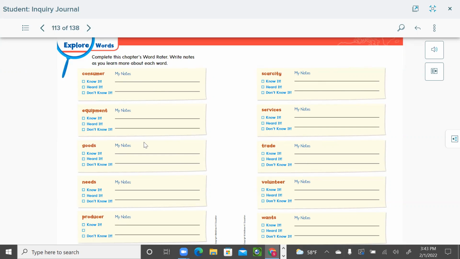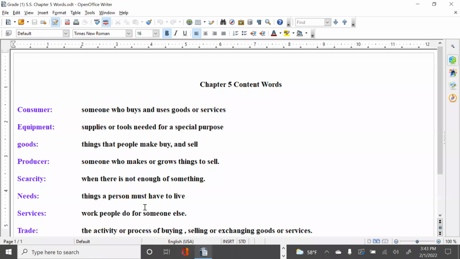So these are the words that we cover for this topic. Let's see the definition for each word, and then we start our lesson. So this is chapter 5, content words. We have consumer, someone who buys and uses goods or services. Equipment, supplies or tools needed for a special purpose. Goods, things that people make, buy, and sell. Producer, someone who makes or grows things to sell.